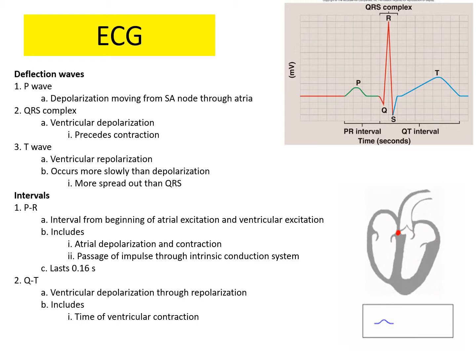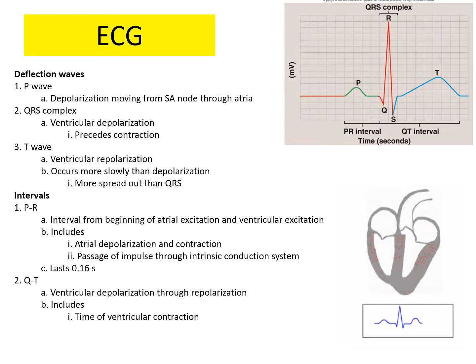So this red colored part, the auricles, are contracted under the influence of the P wave. Then coming to the QRS complex, Q is a bit down, and the QRS complex includes ventricular depolarization and it precedes contraction of the ventricle. Then coming to the T wave. The T wave is ventricular repolarization and occurs more slowly than the depolarization and is more spread out than the QRS. QRS is narrow, whereas the T wave is spread out, it is broader. So these are the three important waves.